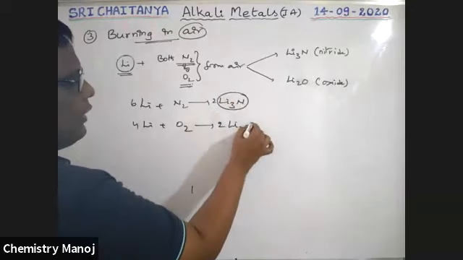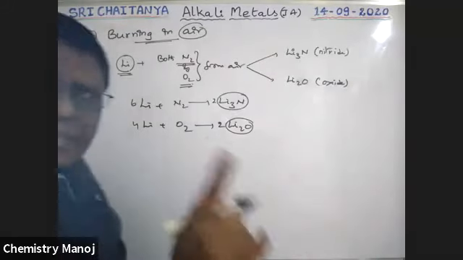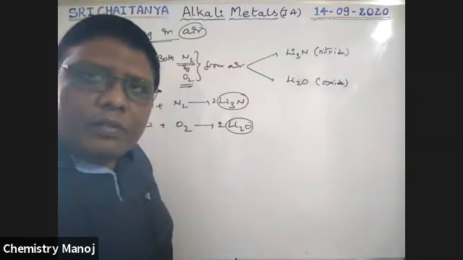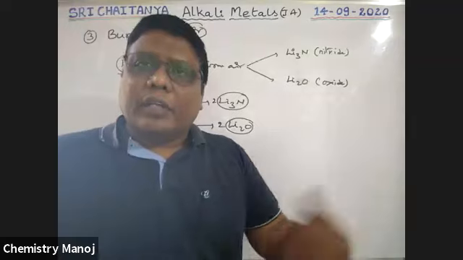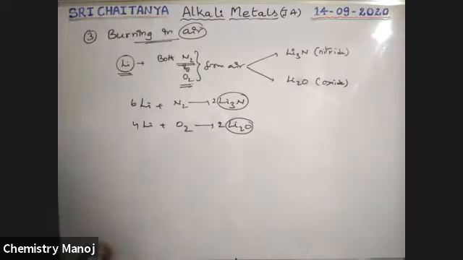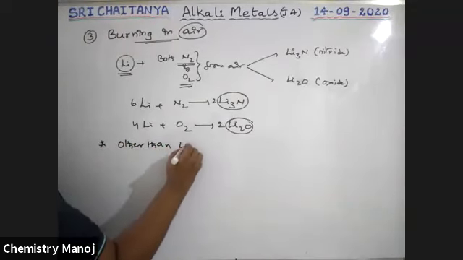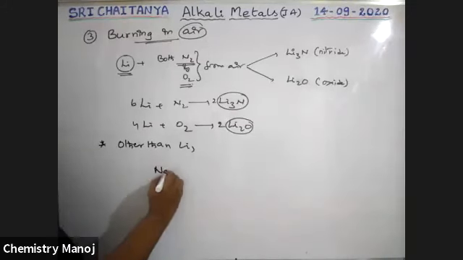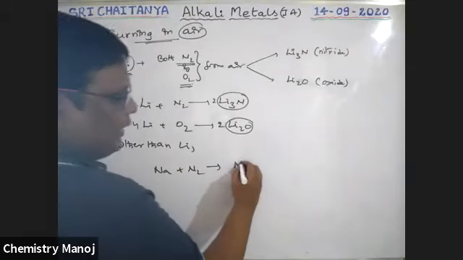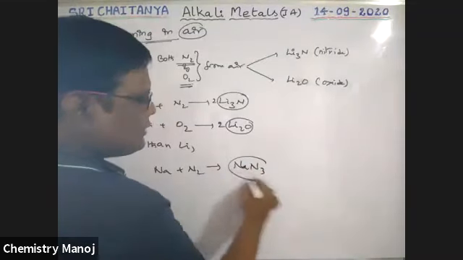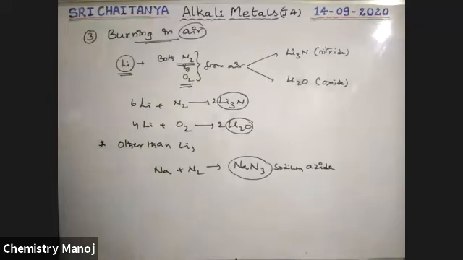So the nitride and oxide are the products. Only lithium directly reacts with nitrogen, and nitride is the product. Elements other than lithium react directly with nitrogen to give azide compounds. That is very, very important, boys. Other than lithium, let us take sodium. When sodium reacts with nitrogen, that gives NaN3 as the product. It is sodium azide. Sodium azide is the product, boys.